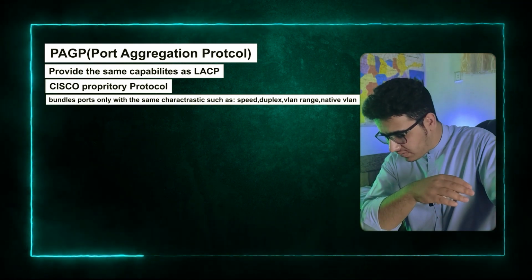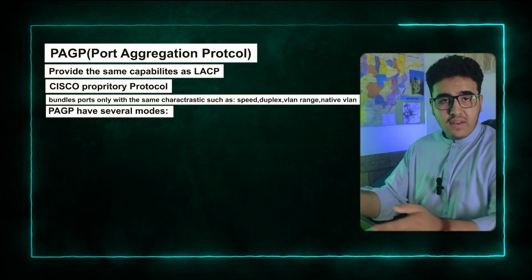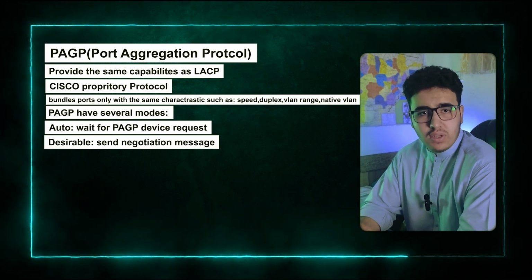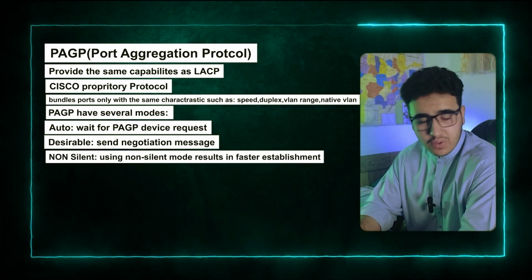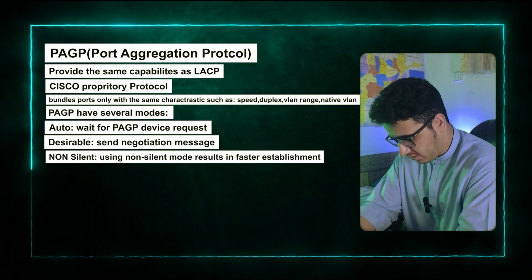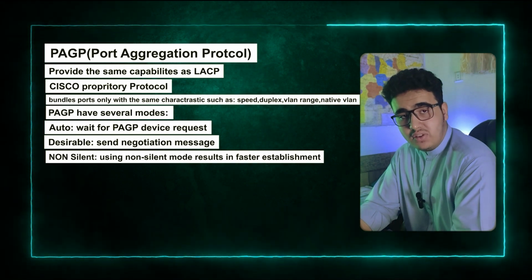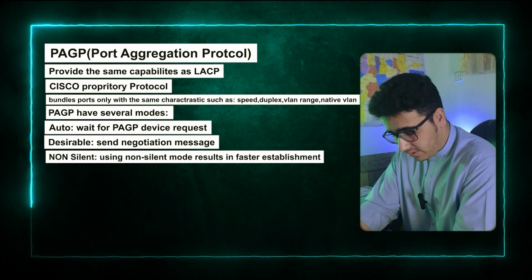And trunking status type. So PAgP has several modes: auto, desirable, and another mode known as silent. Let's come to the first one, desirable or auto. Desirable sends negotiation messages. Auto waits for requests.